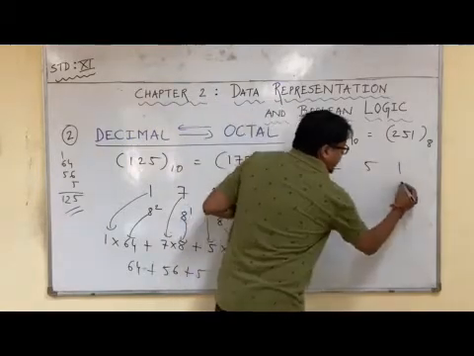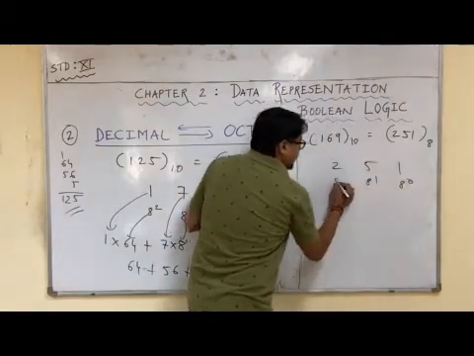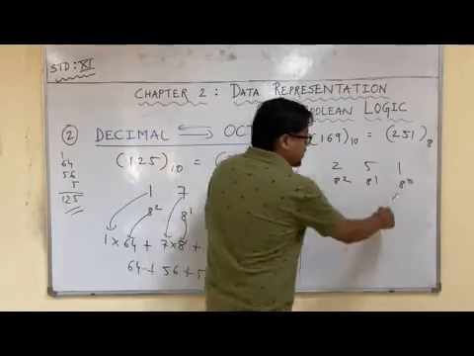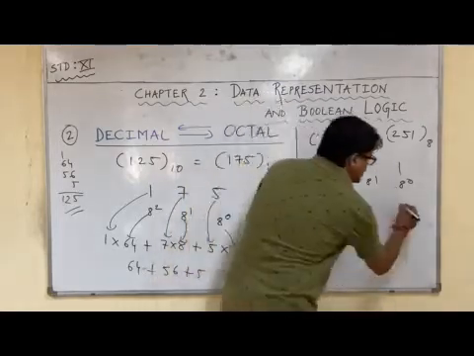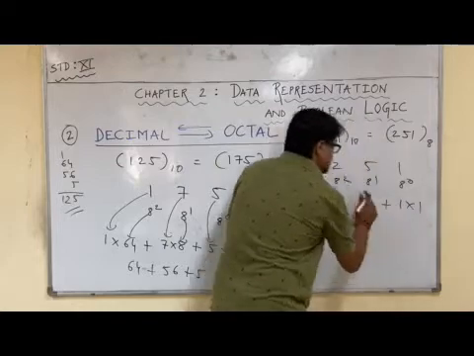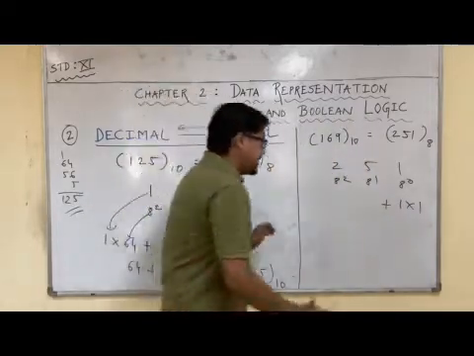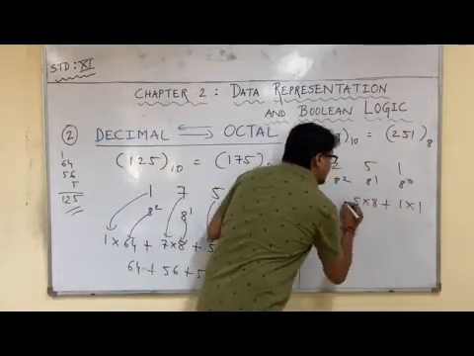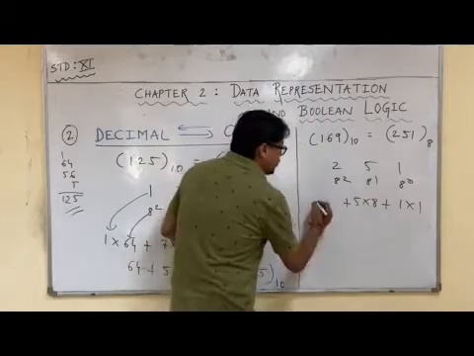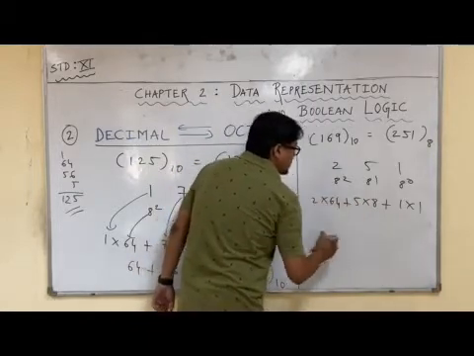251. Okay. 8 to the power 0, 8 to the power 1, 8 square. We will do it quickly this time. What is 8 to the power 0? 1. So 1 into 1 plus. What is 8 to the power 1? 8. So 5 into 8. And what is 8 square? 64. So 2 into 64.